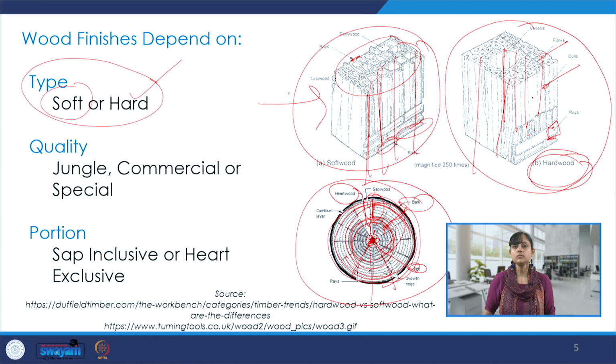So this is to understand the anatomy, and then of course the wood finish also depends on the quality of wood, whether it's a commercial wood or it is taken from the jungle or forest, which portion, like I was talking about, whether it is sap inclusive or heart inclusive or heart exclusive or sap exclusive, and so on.